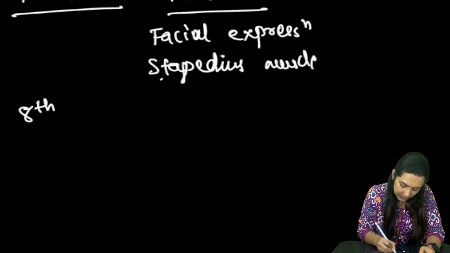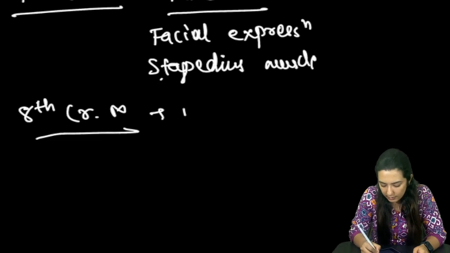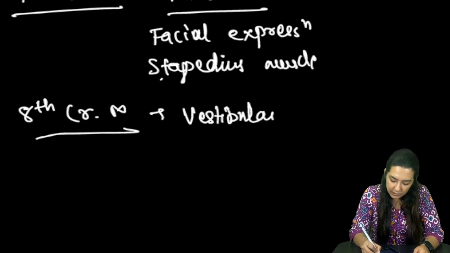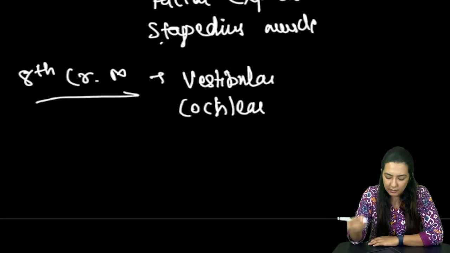Eighth cranial nerve. It is a pure sensory nerve. It has two parts, vestibular and cochlear. As I have already told you, it is present in the pontomedullary junction. So it will be affected when there are any schwannomas or any other lesions present in the pontomedullary region.